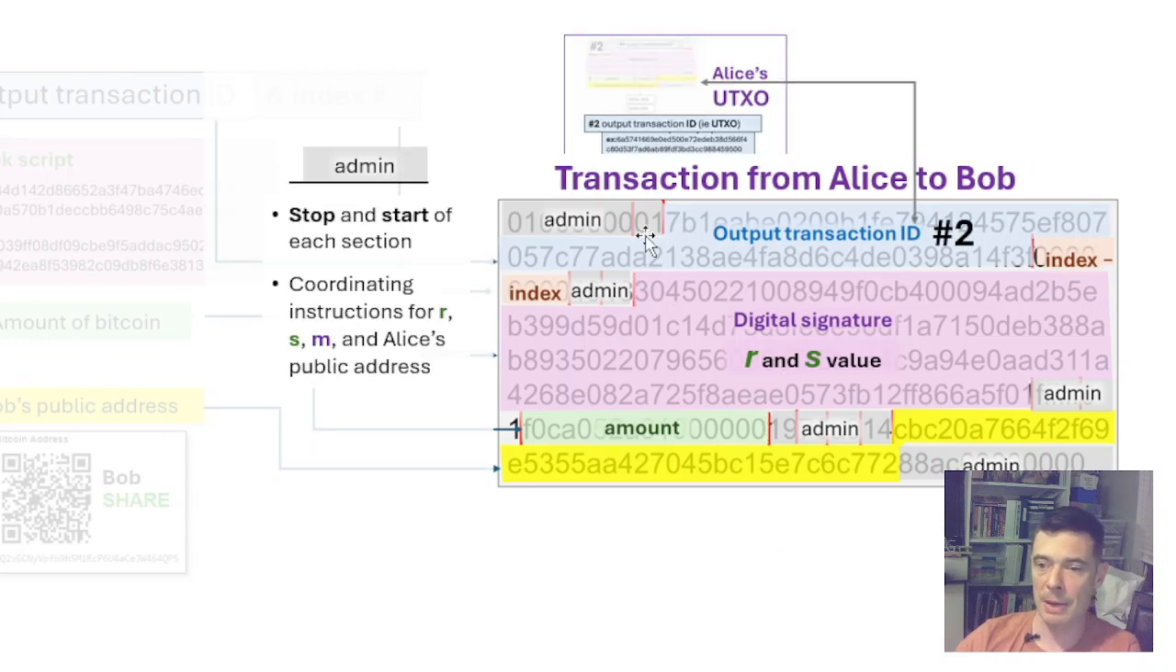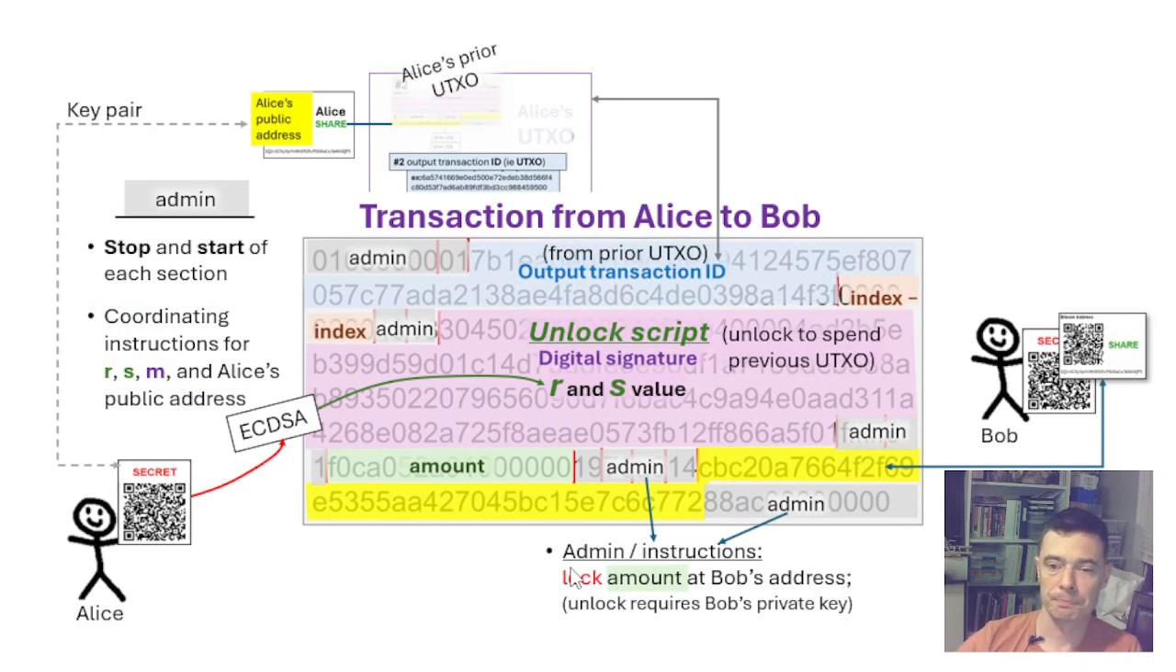And again, the admin is just going to keep this standard and organized for our computers to process, and also lets us know what pieces of this prior output we need. These bottom ones here are letting us know what pieces of the prior output we need to hash to make M for our signature, because this signature here is unlocking the script from Alice's prior output.